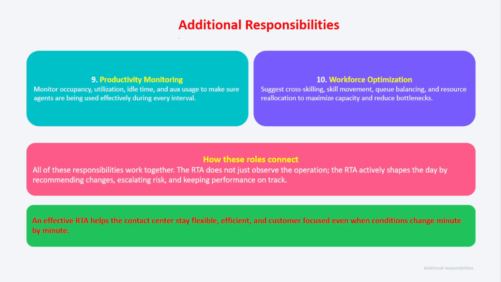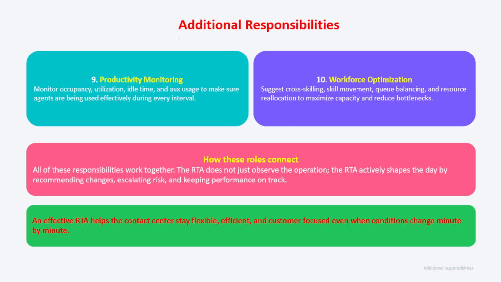So if the occupancy of an agent is very high, suppose it is 90%, 95%, the agent will face burnout. Okay, so we have to also monitor that. Utilization means how much an agent is utilized in his whole shift, meaning in a 9 hour shift, how much the agent is utilized.